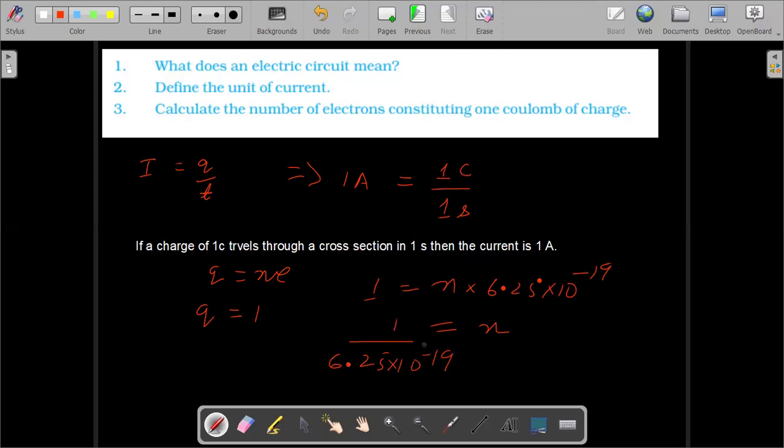Sorry, this is not 6.25, this is 1.6. So keep it as 1.6 times 10 to the power minus 19. If you solve this, you get N to be 1 over 1.6 times 10 to the power minus 19. So the number of electrons comes out to be 6.25 times 10 to the power 18 electrons. These are the number of electrons which are required. Got it?